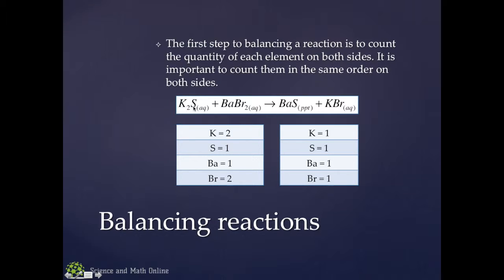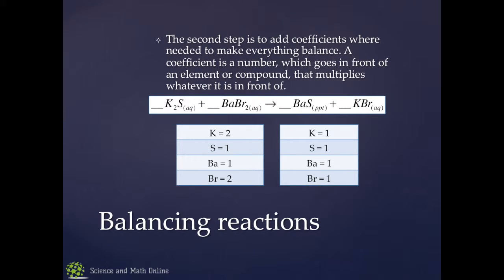Okay, so 2 potassiums, 1 sulfur, 1 barium, 2 bromines. And then on this side, 1 potassium, 1 sulfur, 1 barium, 1 bromine. Okay, so that is the first step. The second step is to add what we call coefficients. And to make this easier to understand where coefficients go, I like to draw dashes here. And so I draw a dash in front of everybody because each of these could get a coefficient. And a coefficient is just a number that we're going to put right here on these dashes, and they are going to multiply whatever they're in front of.